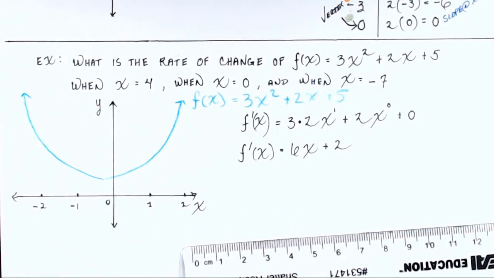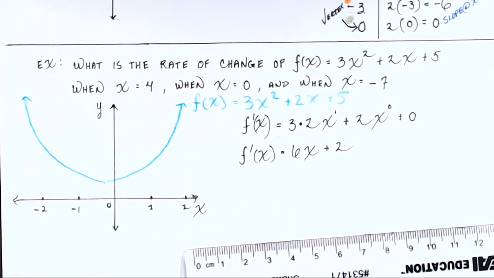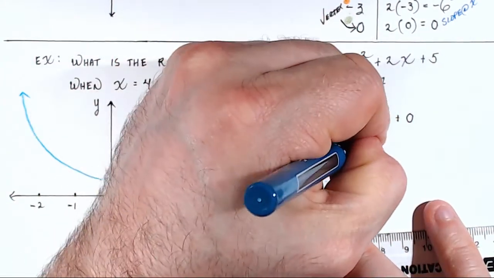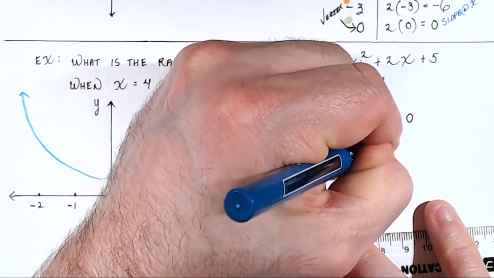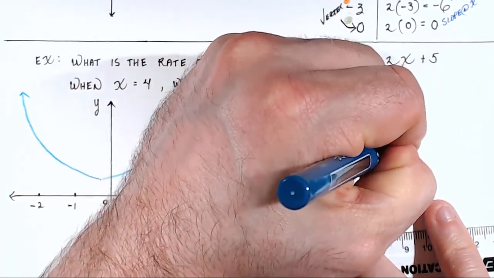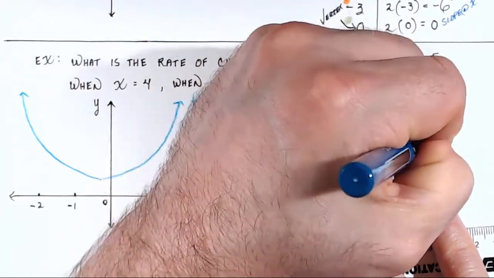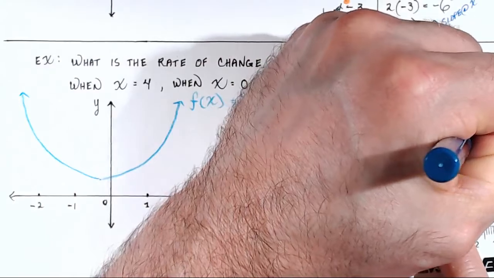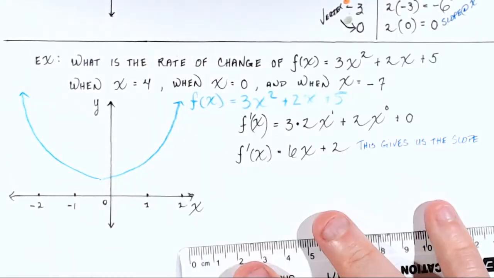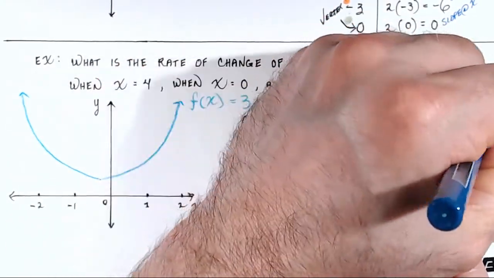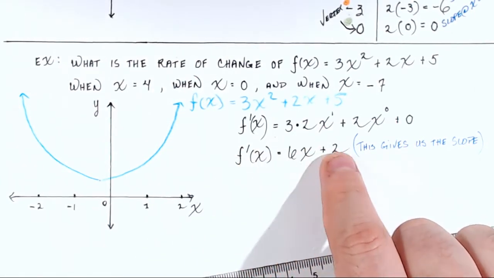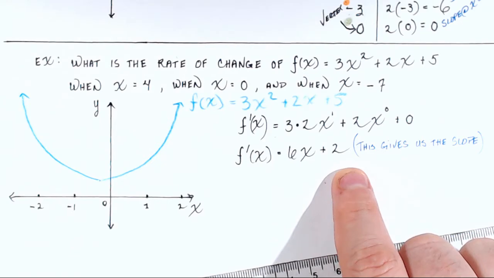So now that I've found that derivative, I can now find out what the slope is at various x values on this curve. And you can't do that without this little handy piece of technology called the derivative. I just want to point out that this gives us the slope, or the rate of change. That's what this thing is giving us.